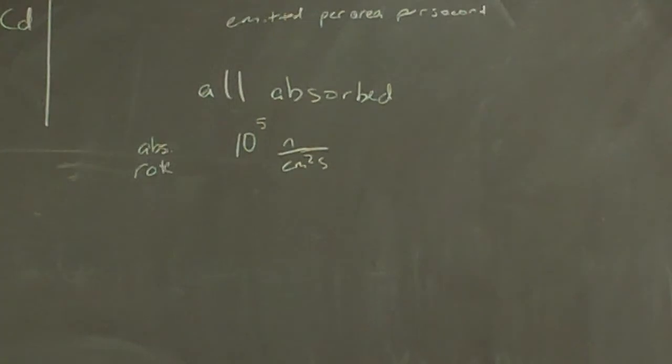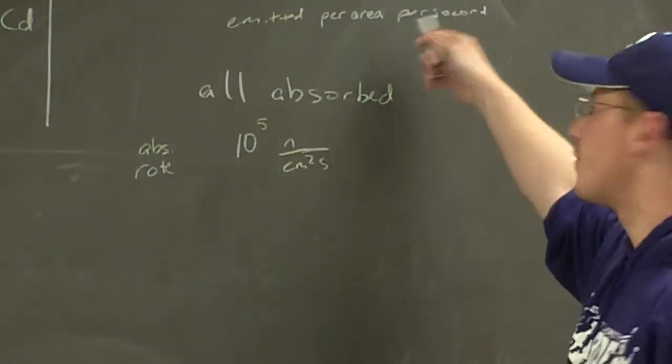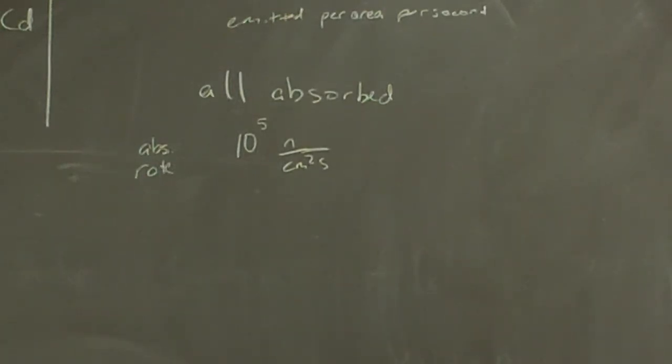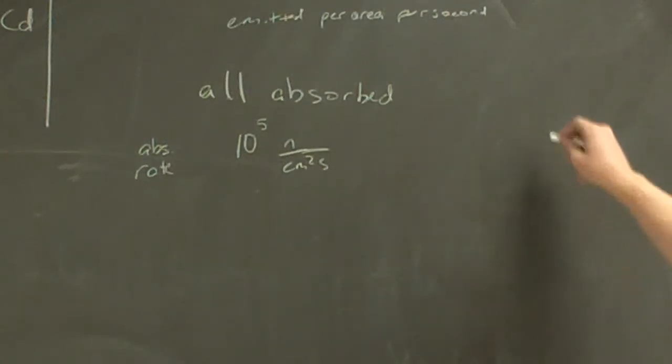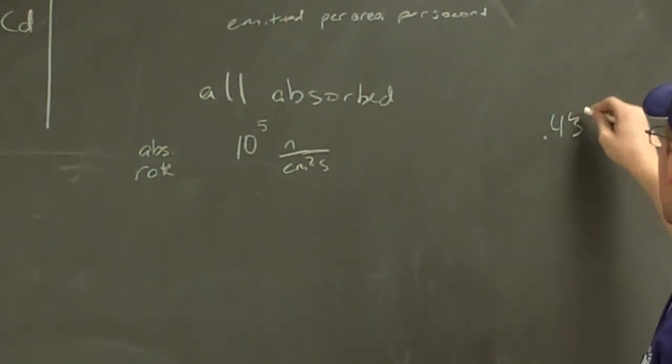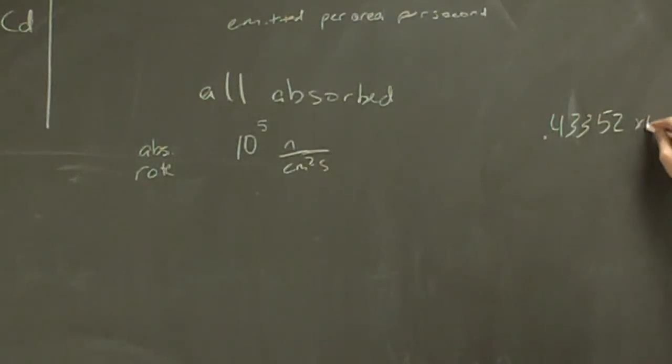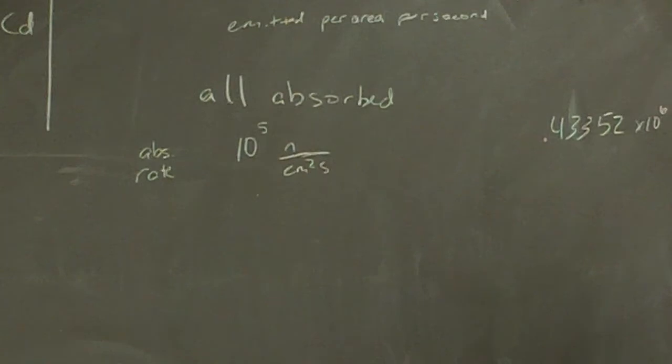What does it have for cadmium? Does it give a rate, or a number of photons emitted for 1 to 2 MeV? 1 to 2 MeV: 4.33 times 10 to the 6th. What are the units in that? Per second per gram.